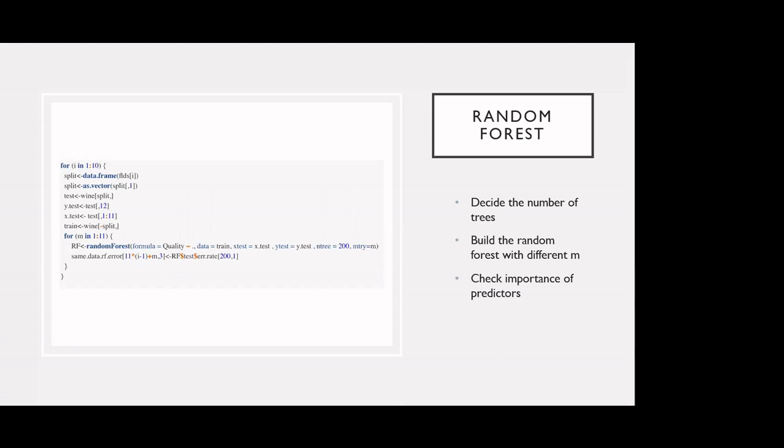There are two important parameters, which are the number of split candidates and the number of trees. We are going to do three main steps. The first one is to decide the number of trees, and the second one is to build a random forest with different m, which means the number of split candidates. And then we check the importance of each predictor in order to improve our test error.